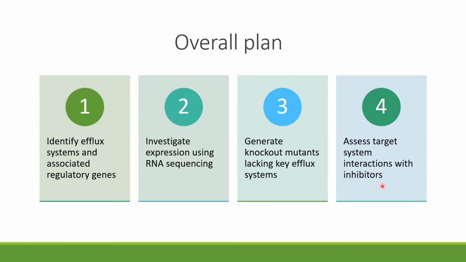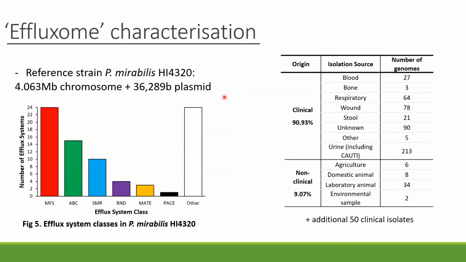So firstly, I've used the genome sequence of the most well-characterized Proteus strain, HI4320, as a reference. And I've identified all efflux systems and their substrate profiles and associated regulators where possible. So this initially was isolated from a urinary catheter. And you can see here, I've just grouped them by class. We've got the 5 main classes here. I've also picked out the 6th class, PACE, which is involved in biocide and quaternary ammonium compound efflux.